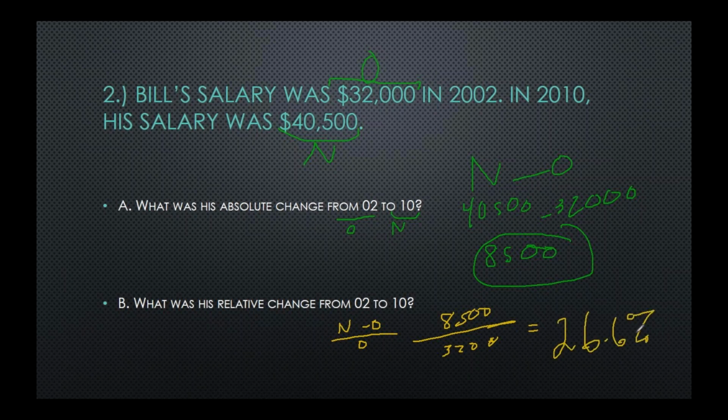26.6%. Okay. Thoughts, questions, anything? We good? That process makes sense, okay? All right. The next example, we're not going to do in entirety.